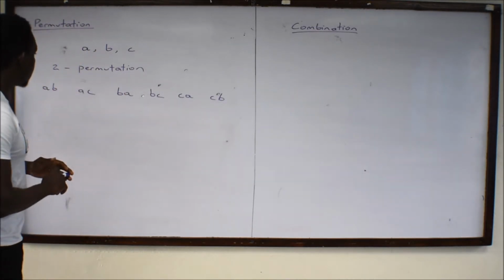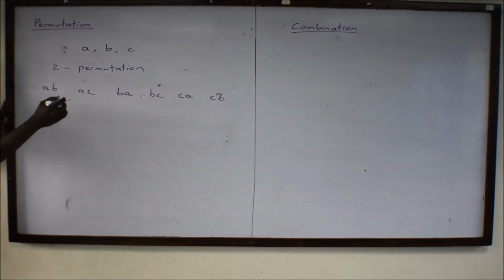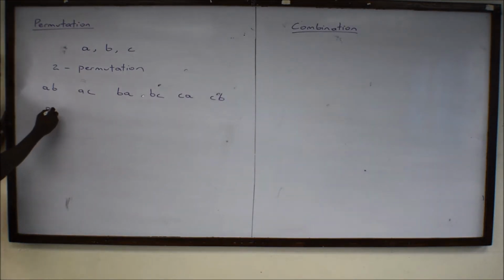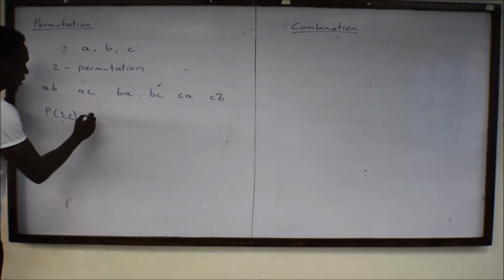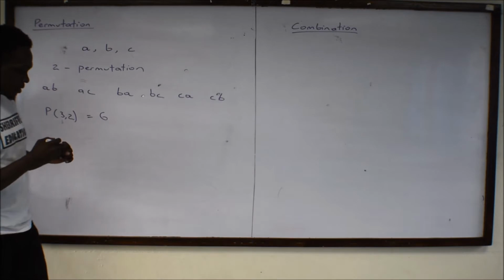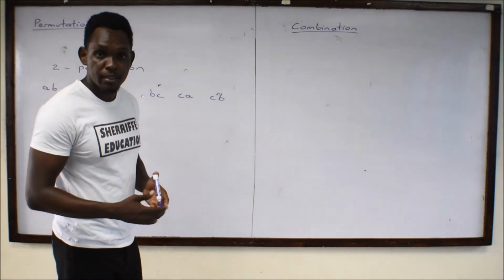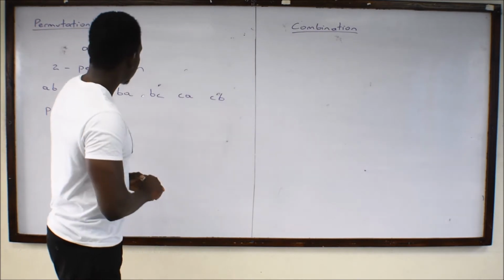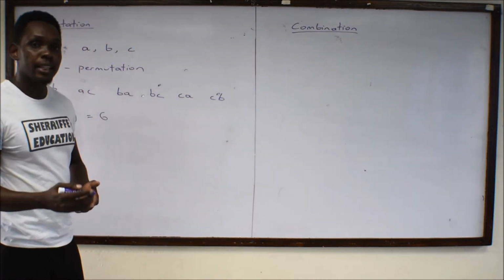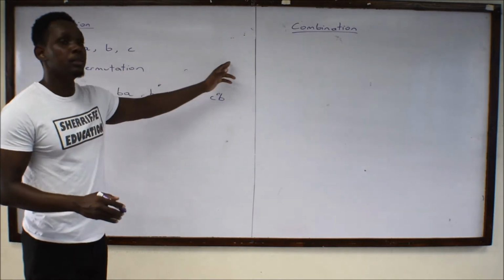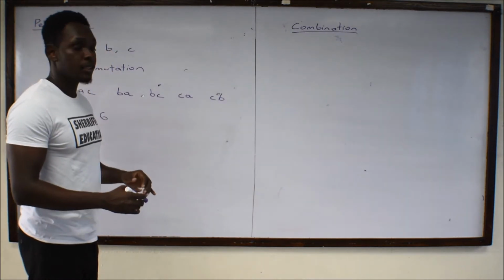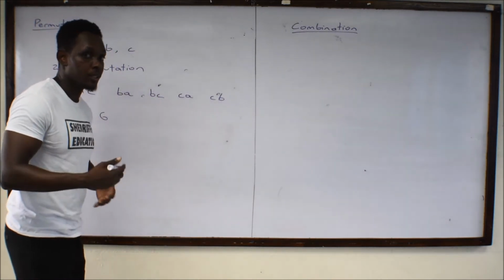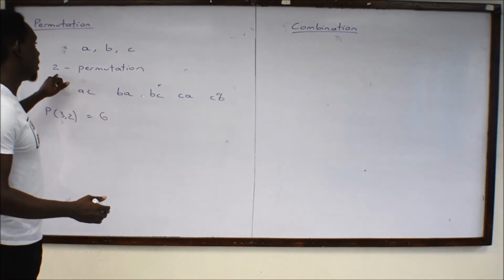Now, we could represent this as 3P2, and of course, this is equal to 6. Now, we could calculate this algebraically. So let's say we were selecting from a larger pool where it would be almost impossible for us to list our 2 permutations or our R permutations, depending on how many elements we are choosing.